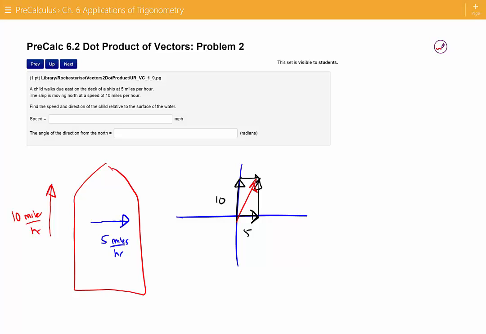First I'll find the magnitude by doing the Pythagorean theorem. So that'd be 5 squared plus 10 squared equals c squared. That's 125 equals c squared, square root. You get c equals the square root of 125. That can go right here.